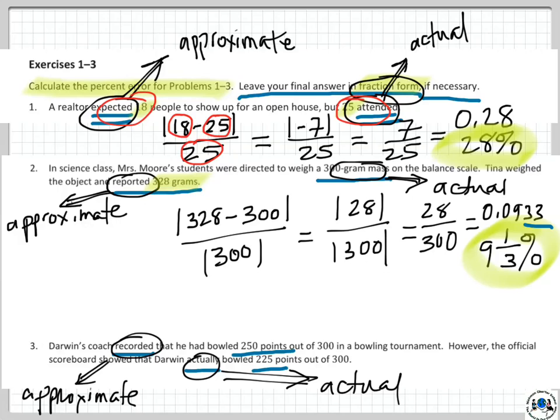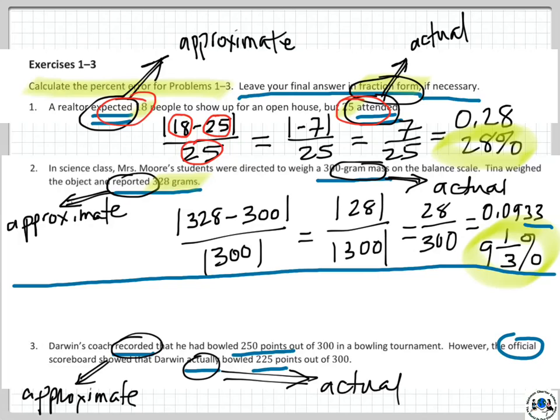Actually, we have an official scoreboard, which is probably an even more important phrase here, that showed that Darwin actually bowled 225 points. So that is going to serve as our actual value. Again, setting up our equation.